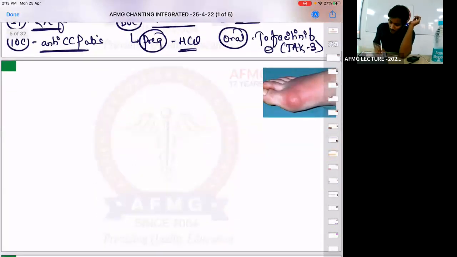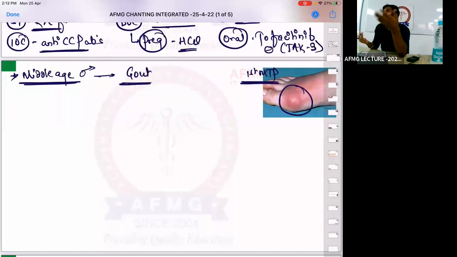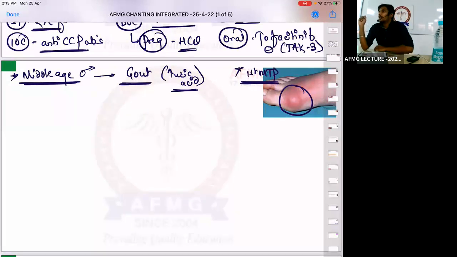Moving further, a middle-aged male presents to you with pain, tenderness and warmth, usually in which joint? The first metatarsophalangeal joint. The diagnosis is more likely to be gout, and gout is due to increased levels of uric acid, that is, hyperuricemia would be seen in this patient. And the most commonly involved joint is the first MTP joint.